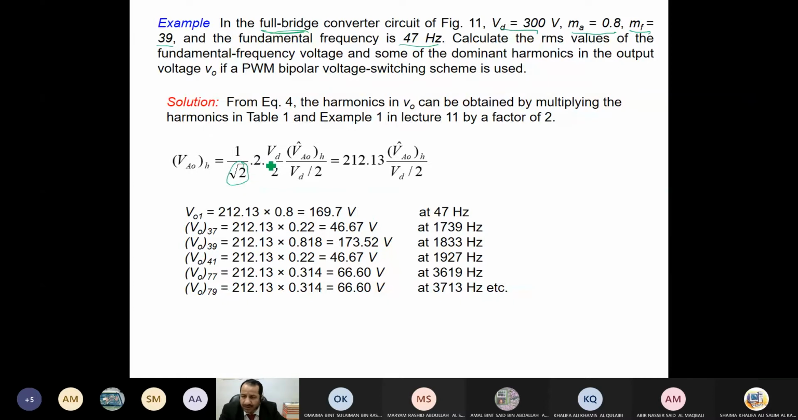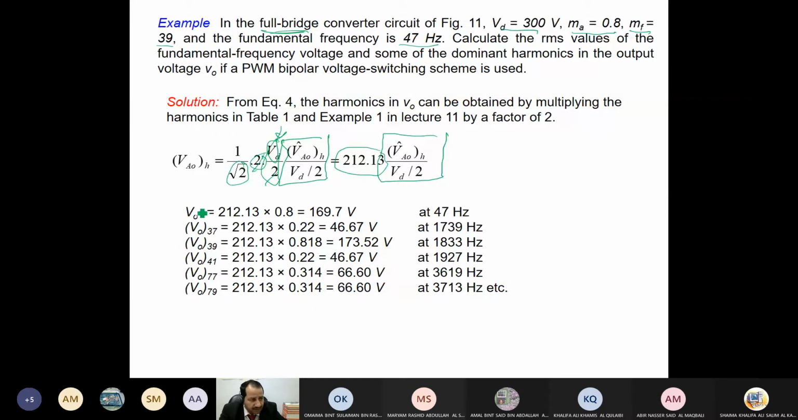Because it is full bridge, I will multiply Vd over 2 by 2. So it means Vd, the output. And this is the ratio that needs to be calculated. Now, I have Vd, I divide it by square root 2, and it gives me this value. Now, what I need from the table is to get this ratio. From the table, I need to get this ratio.